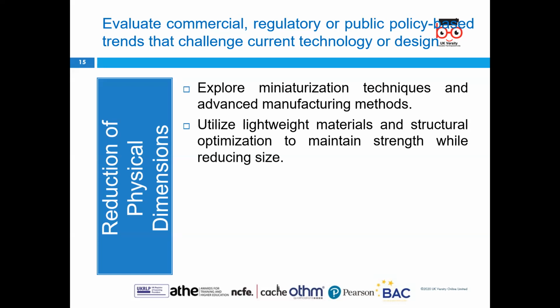Then again, utilize lightweight materials and structural optimization to maintain strength while reducing size. So again, using lightweight materials, for example, the airline industry is one of the pioneers in that. They have been exploring different composite materials so that the functionalities are not compromised, and structural optimization is there for the manufacture of an aircraft, while it maintains strength and size is reduced, or it becomes lighter.